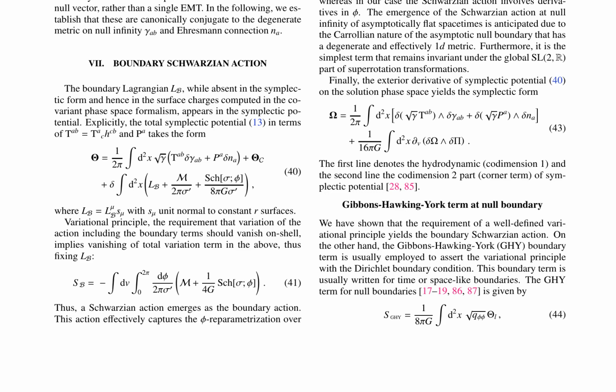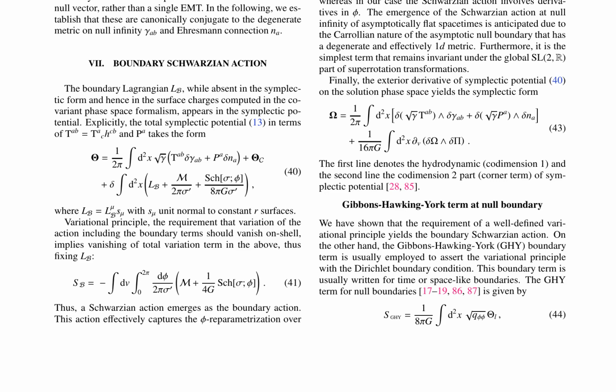The boundary Lagrangian is fixed by the requirement of a well-defined variational principle, given by a Schwarzian action, equation 41, which captures phi reparametrization over the celestial circle. This action is invariant under time-dependent super-rotations phi → phi + y(v, phi), while being anomalous under time-dependent super-translations v → v + t(v, phi).